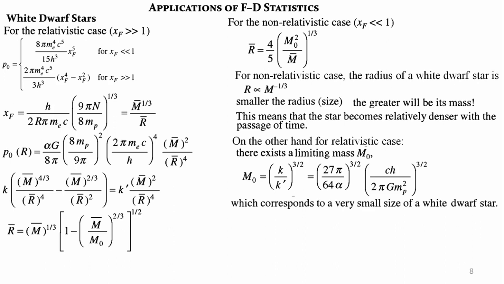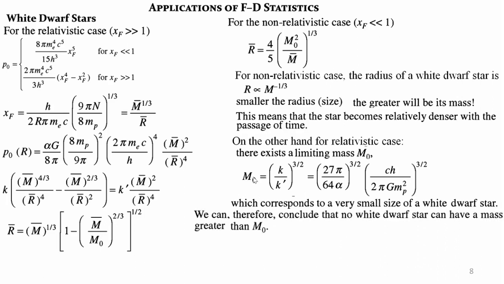Now this m naught, let's try to talk about this. We have seen what the expression for m naught is in our previous slide itself. Now here we can see this number is made up of all these fundamental constants, which corresponds to a very small size white dwarf star.